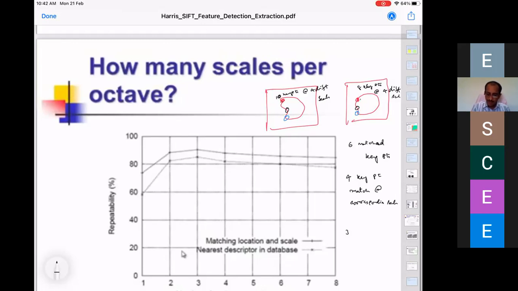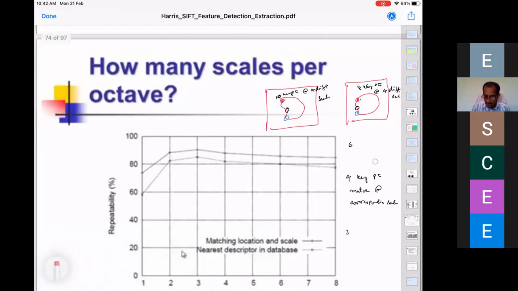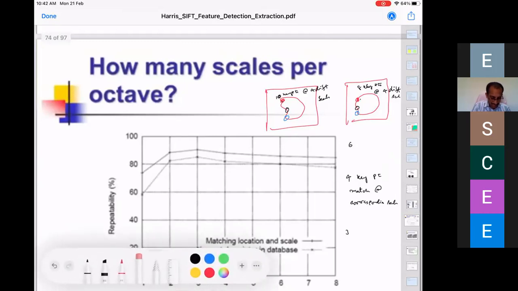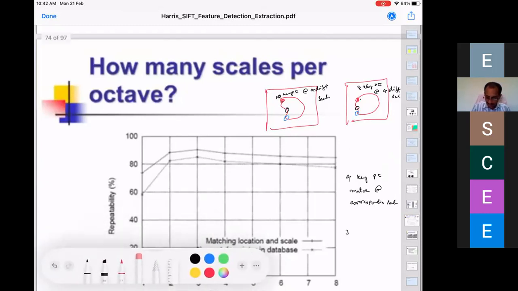Say, this key point and this key point are the same, assuming that the object is the same. And then we would like to see at what scale it is detected. Okay, 6 key points detected at same scale. So matching will come next. Okay, assume that 4 key points detected at same scale.